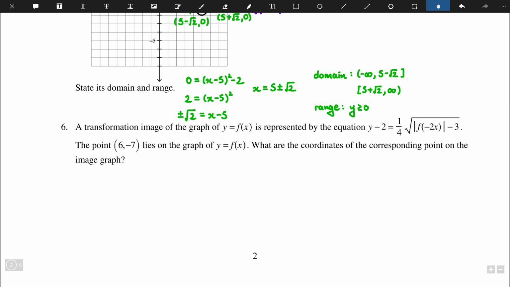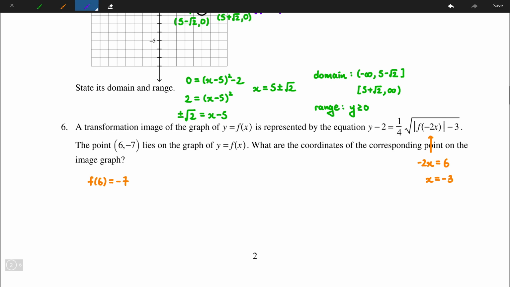So what we know is that for this function, f of 6 is equal to negative 7. So we want negative 2x to be equal to 6. As such, x is going to be equal to negative 3.